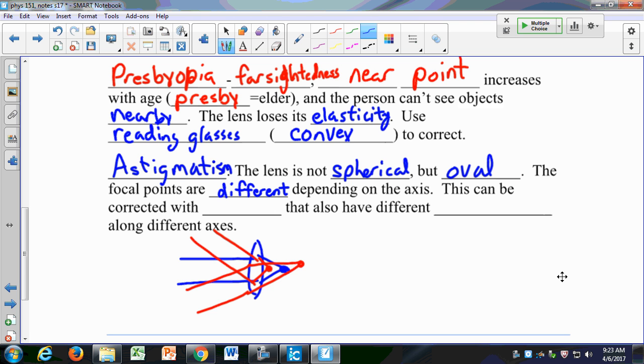This can be corrected with lenses that also have different focal points along different axes. So these lenses would be specially made just for you to accommodate for the different focal lengths that you have on your lens. It would sort of act to cancel that out, basically. Let's call it an astigmatism.